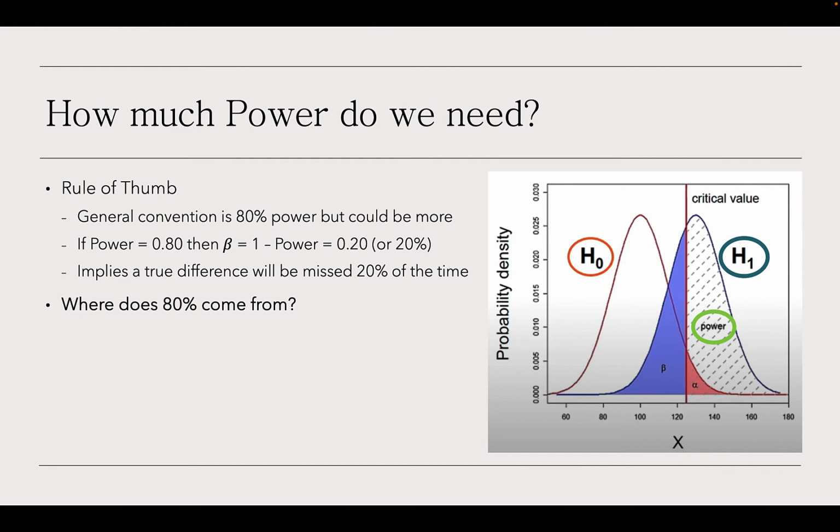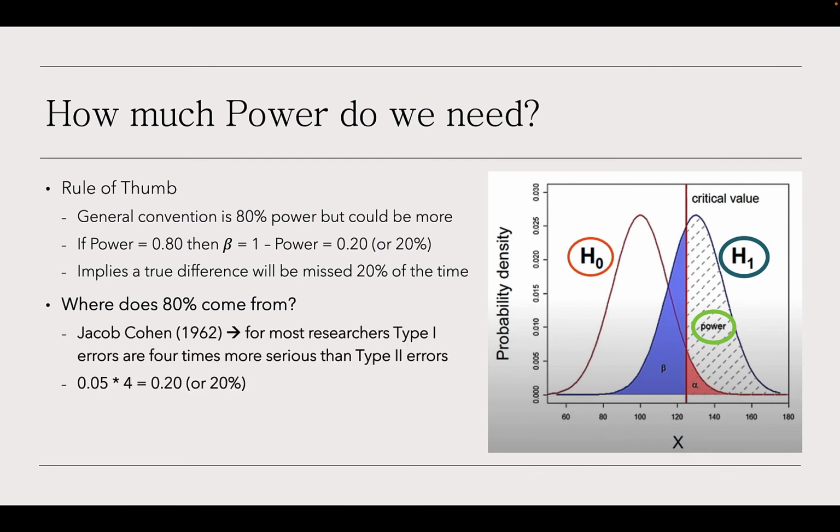Again, this is one of those things in statistics where that 80% does get used as the rule of thumb. But I think we could all argue that it would probably be better to be working with 90 or 95% power. All right, so where does 80% come from? Is it completely arbitrary? To some extent.